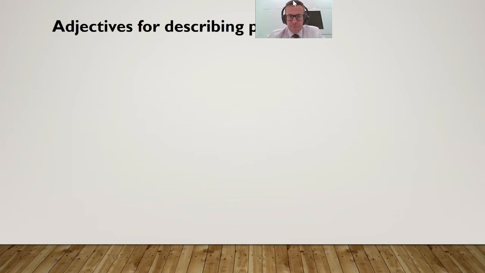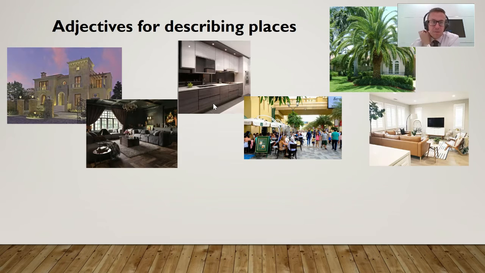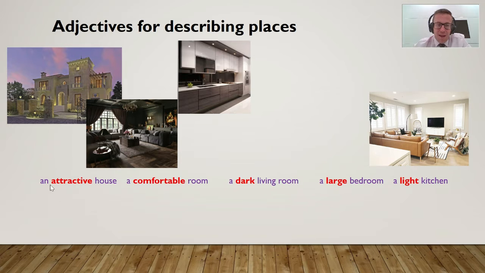Next was vocabulary on adjectives for describing places. These were a lot to do with homes again. There's a lot of words, so I don't have pictures for each one. But let's go through. An attractive house. This is an attractive house. Another word for beautiful. A comfortable room.